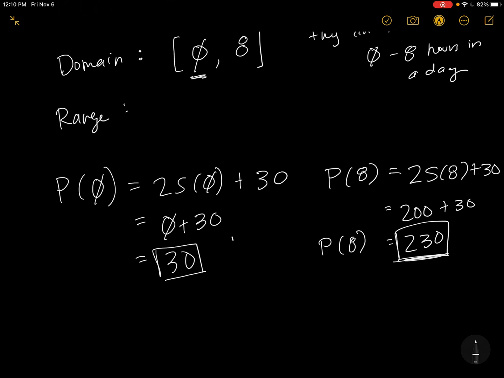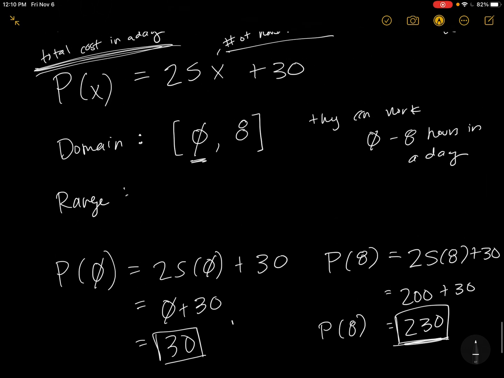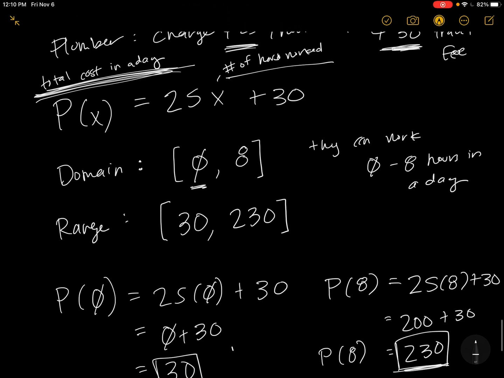So $230 is the max amount that you're going to pay the plumber in a day. Because remember, this function is just the total cost for a day. So that means your range goes from $30 to $230. Okay, and that's the range.